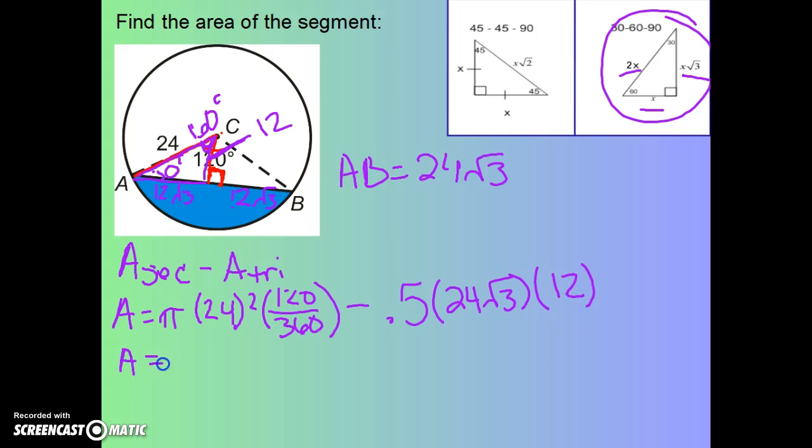So the area of the sector, when I push that in, gives me 602.88. And the area of my triangle is 249.42. When I make that subtraction, I find that the area of my segment is about 353.46.